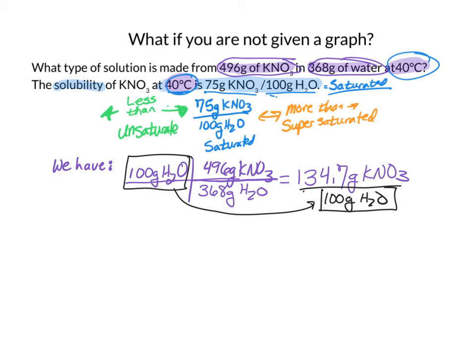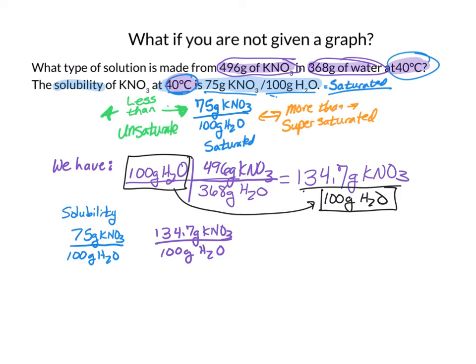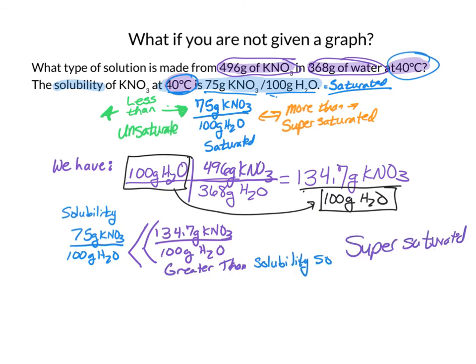And now we're going to compare that to our given solubility of 75 grams of KNO3 per 100 grams of water. And we see that the number that we have in our solution is far greater than the 75 grams per 100. And so our solution must be a supersaturated solution.